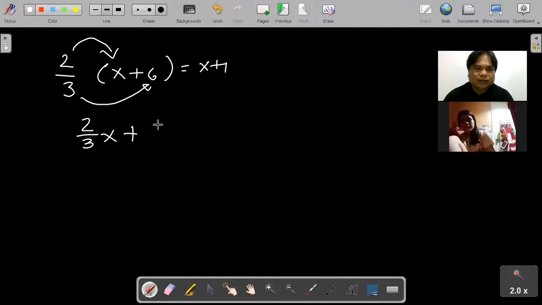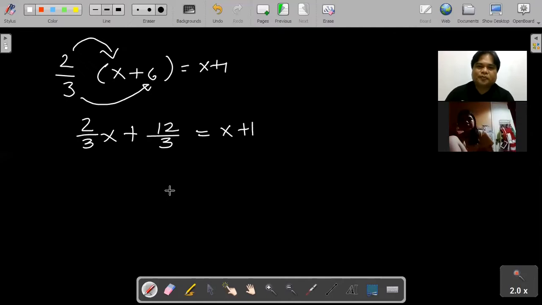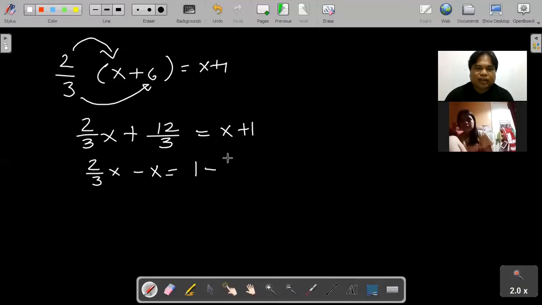That becomes 12/3, okay? Is equal to x plus 1. Question? None so far, right? Okay. Next, this becomes 2/3 x. Transpose the x to the other side, becomes minus x, is equal to 1 minus, transpose the 12/3 to the other side, it becomes minus 12/3.